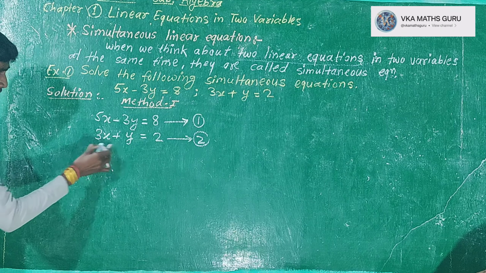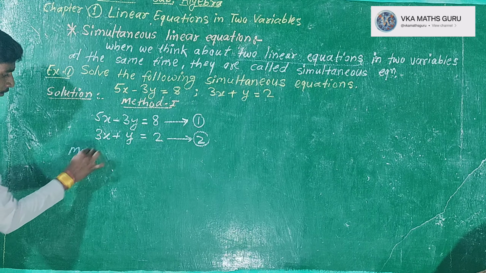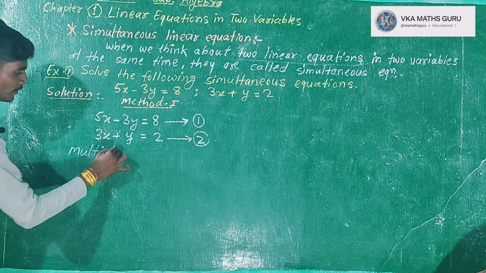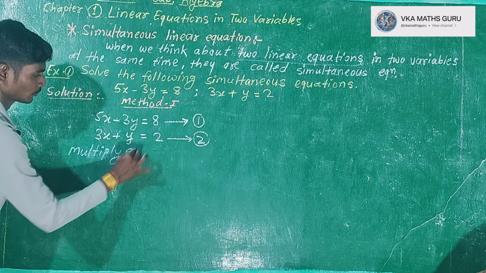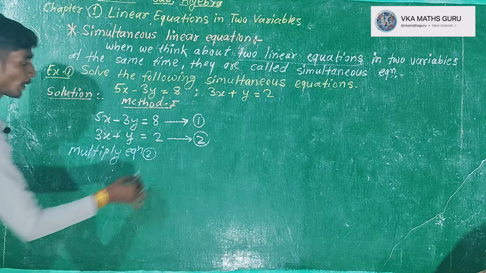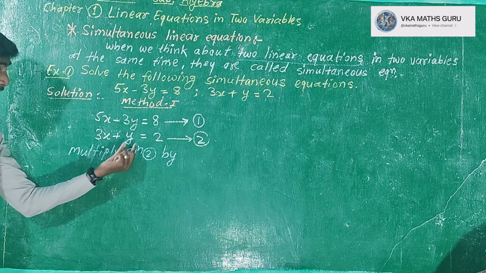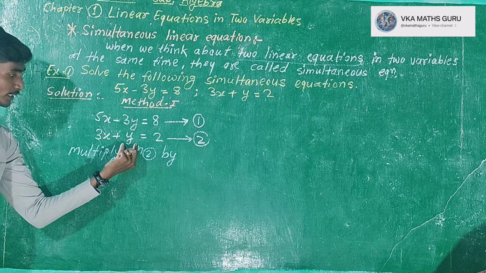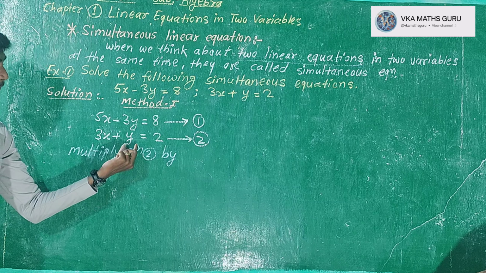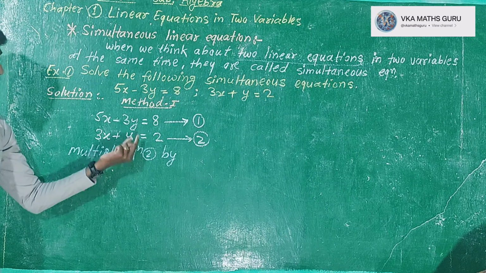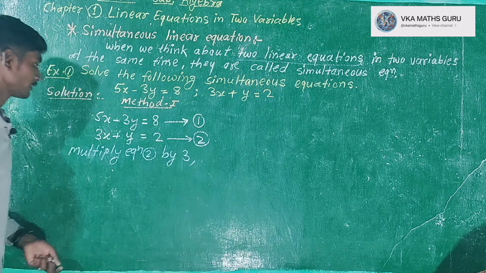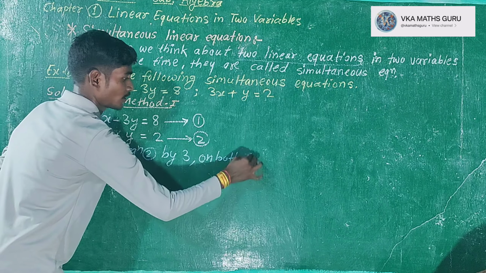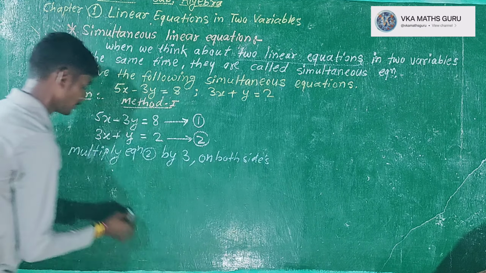Now, what do we want to multiply? Firstly, multiply equation number 2 by 3. Whenever we multiply this equation by 3, the term of y becomes 3y. So multiply by 3 on both sides.